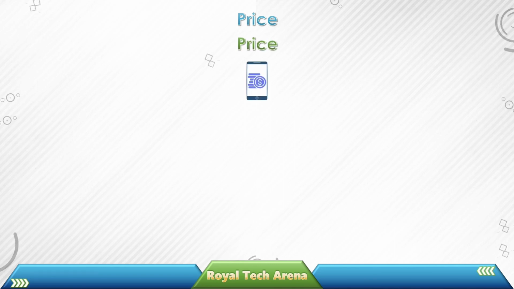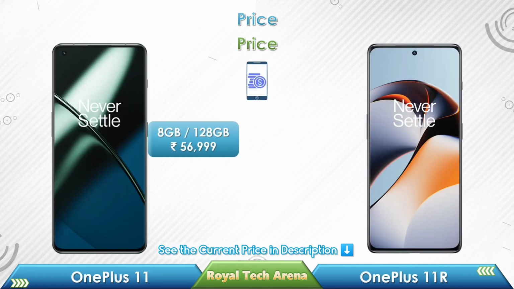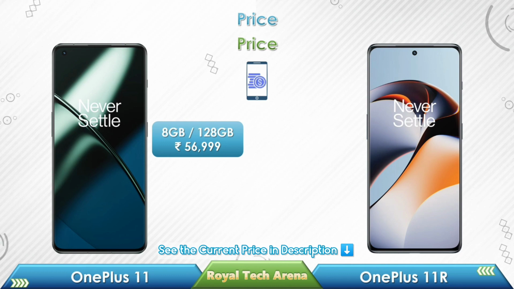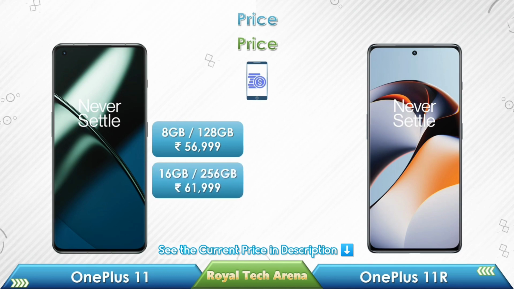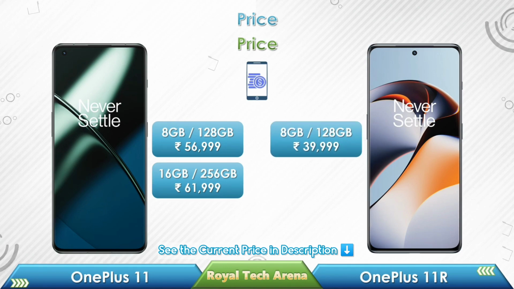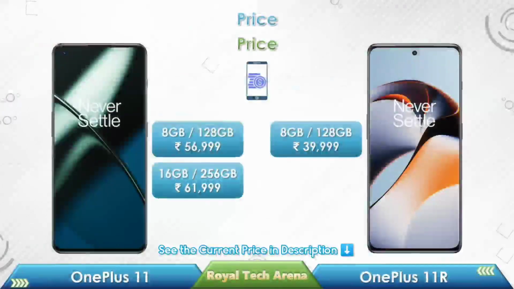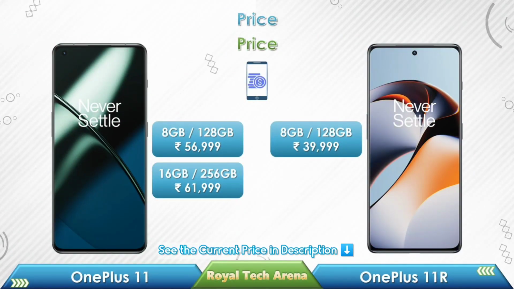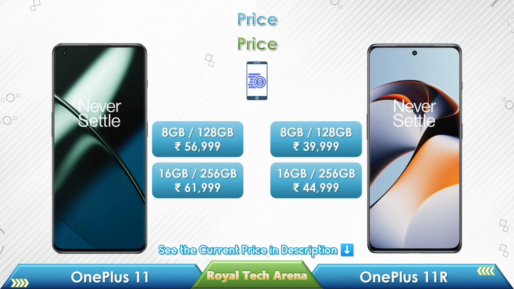If you look at the OnePlus 11, the 8GB 128GB variant is priced at 56,999, and 16GB 256GB variant is priced at 61,999. OnePlus 11R, the 8GB 256GB variant is priced at 39,999, and 16GB 256GB variant is priced at 44,999.